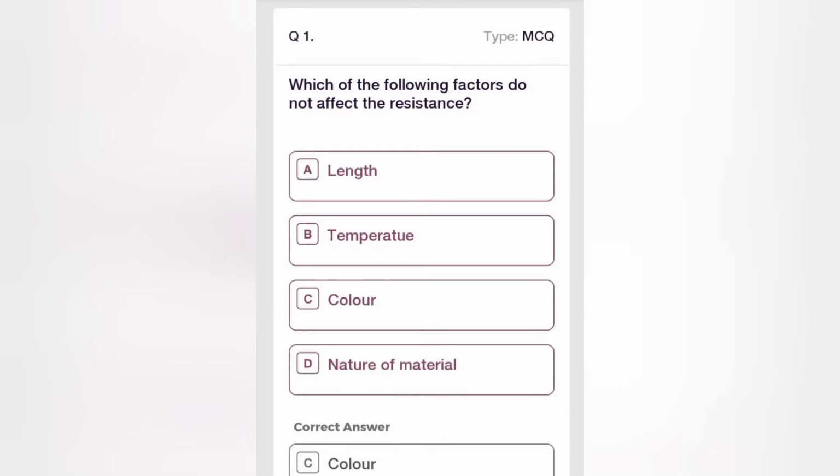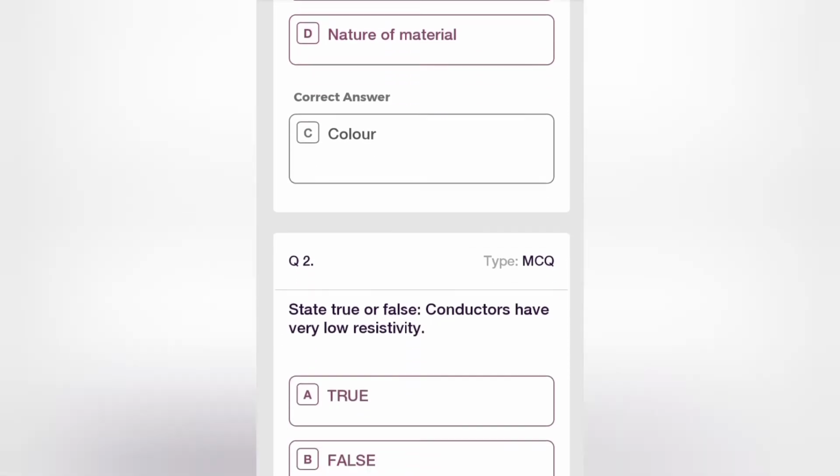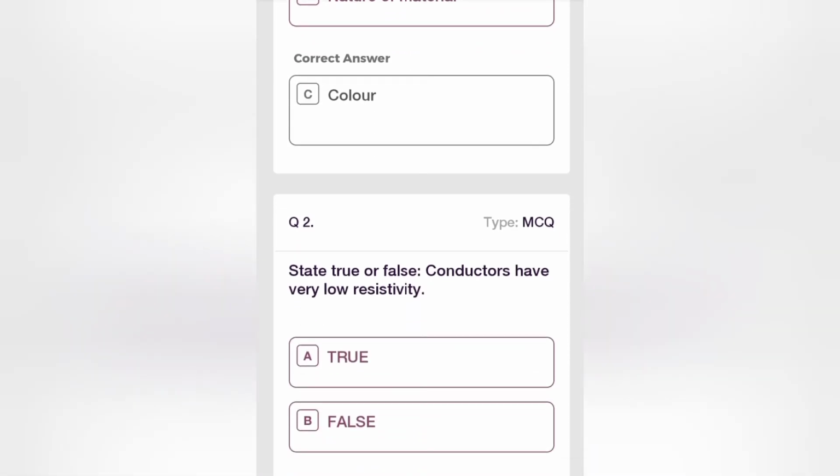Which of the following factors do not affect resistance? Length is, of course, resistance depends on length. Temperature, nature of the material, yes, but not on color. So the factor which does not affect the resistance is color. Option C. Next question. Conductors have very low resistivity. It's true. Option A. It's true.